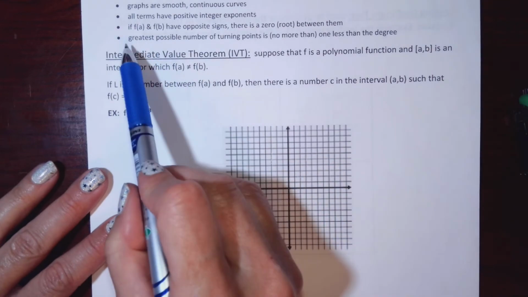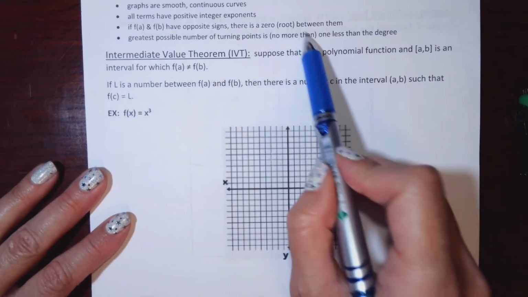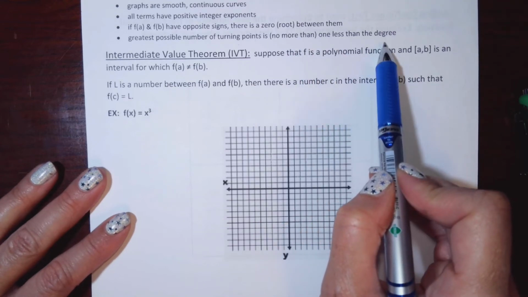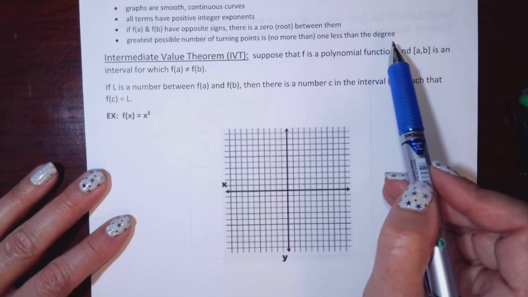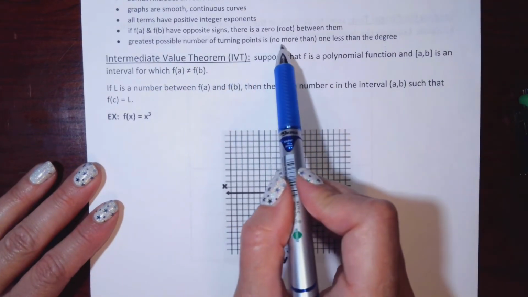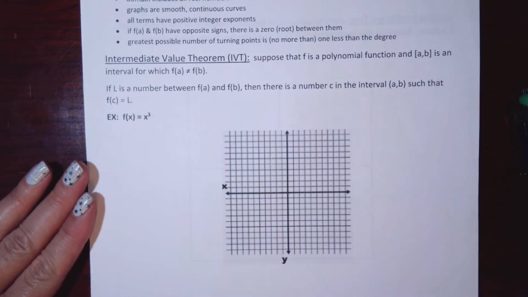And then finally, the greatest possible number of turning points is no more than one less than the degree. So let's say I have a 10th degree polynomial. I know that it can turn up to 9 times because 9 is 1 less than 10.